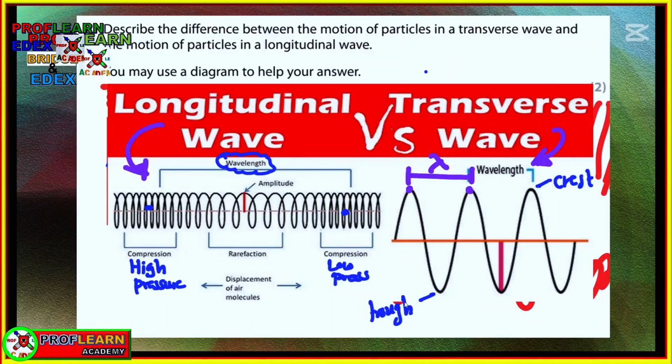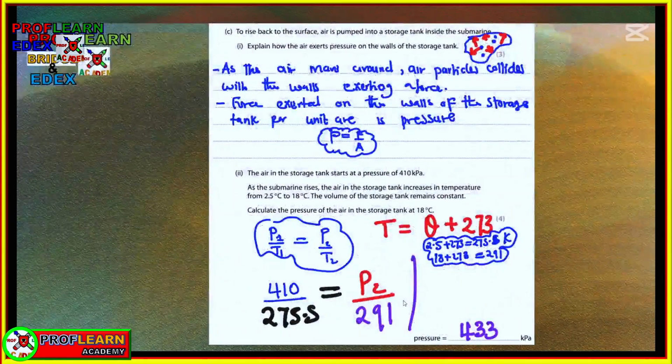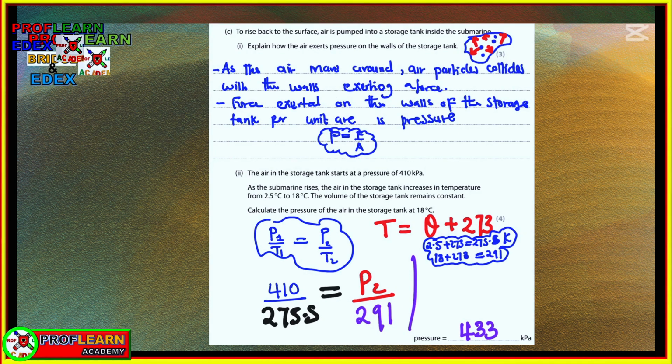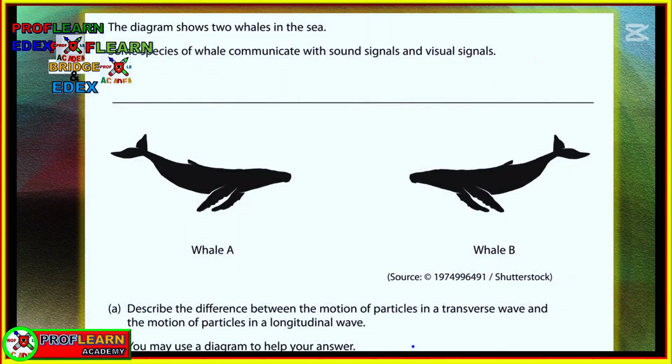In this particular video, we're going to have a continuation of this paper of October-November 2024. So we're going to look at question number 8, whereby the diagram shows two whales in a sea. The species of whale communicate with sound signals and visual signals. Describe the difference between the motion of particles in transverse waves and longitudinal waves. And in this kind of question, you may draw a diagram to help your answer.